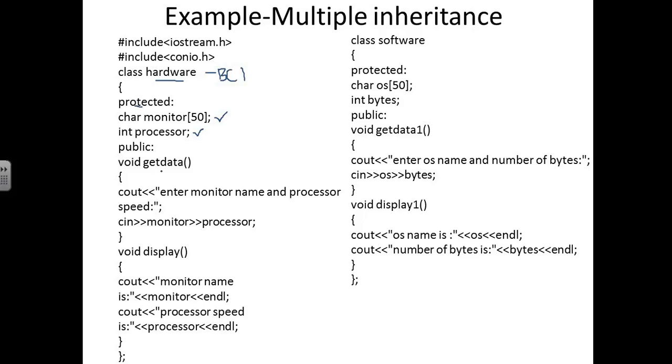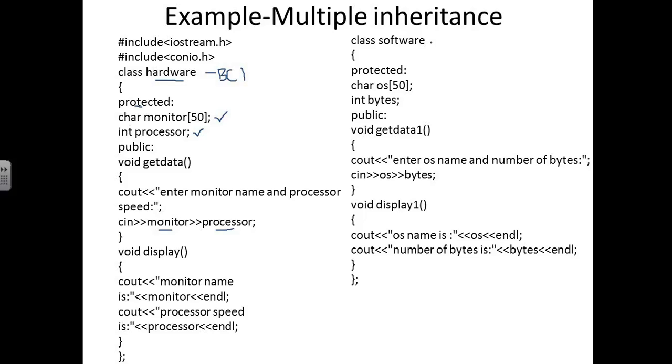And then I have declared another member function called getData under public mode. Here itself I am defining the getData member function. Under the getData member function, I am entering the monitor name and the processor speed. Next, I have another member function called display, where I am going to display the monitor and processor speed. So these are the class declaration part of the hardware class, right?